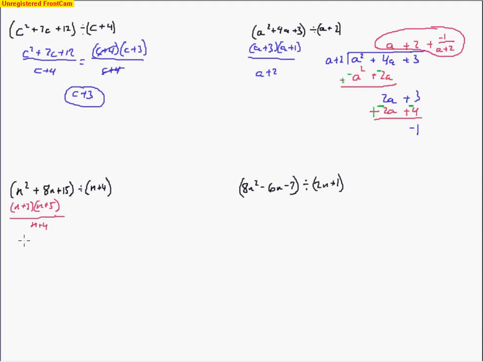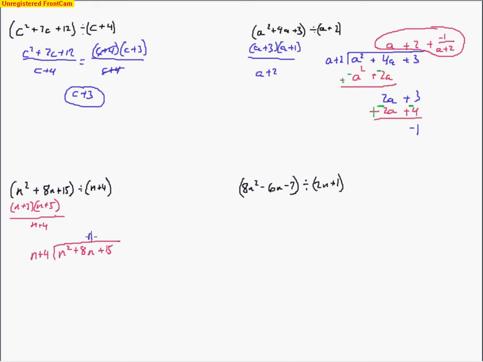We'll take that n plus 4 and put it outside this fraction bracket and put the n squared plus 8n plus 15 inside the box. And so from there, we'll go ahead and do some division. So again, the number that we're going to start with is going to go here because we're trying to cancel out the n squared. And then we're thinking of n times what makes n squared?